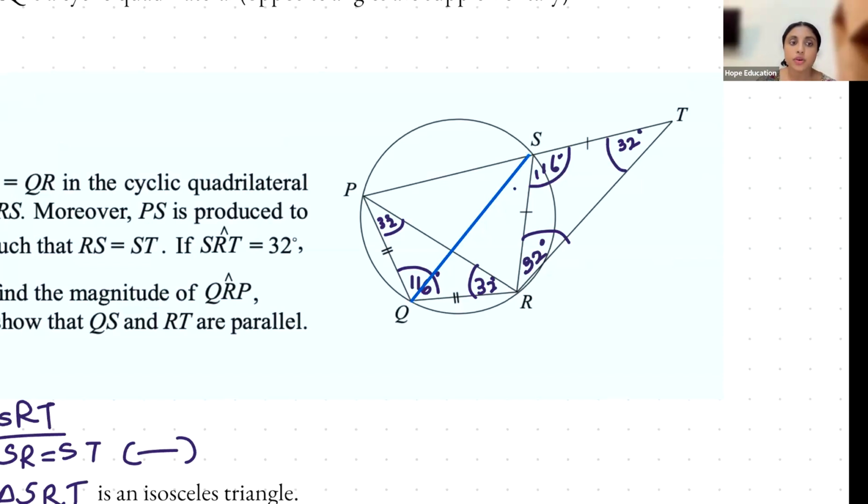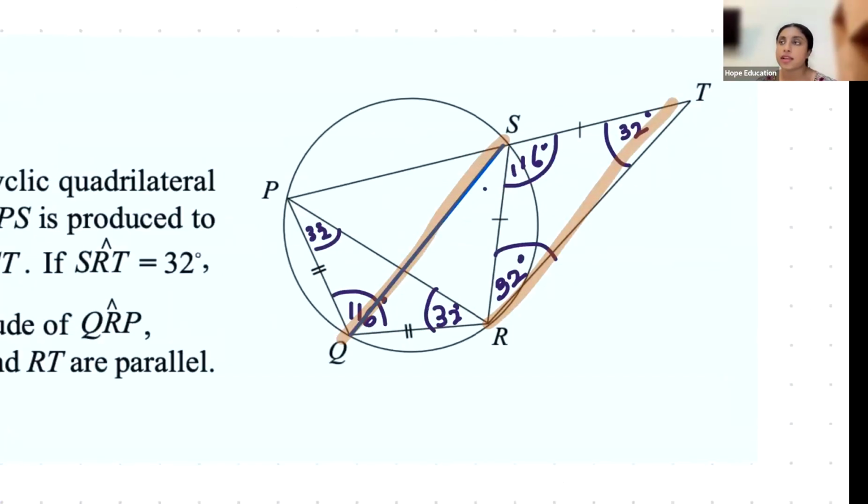So they are asking us to show that QS and RT are parallel. Now, we know a few things. We know that alternate angles are equal between parallel lines. We know that corresponding angles are equal. We also know that allied angles are 180. Which one here would you use for this particular question? It's quite easy.